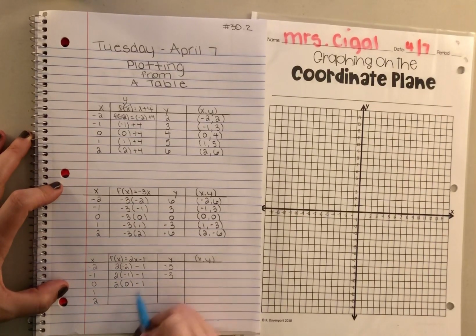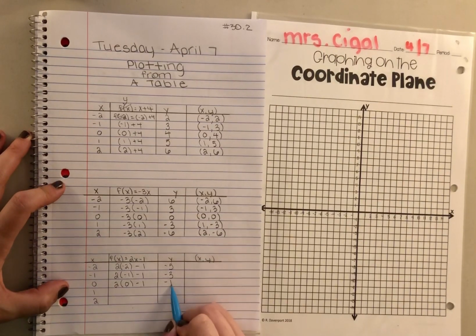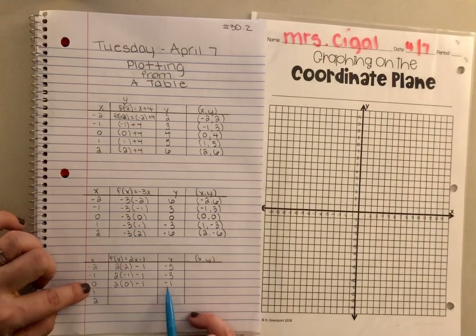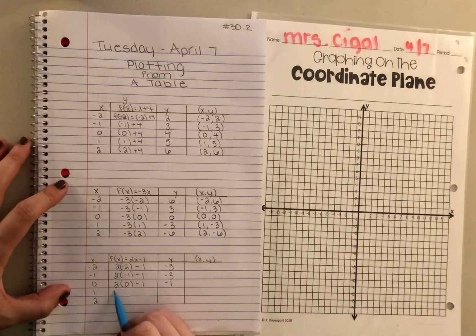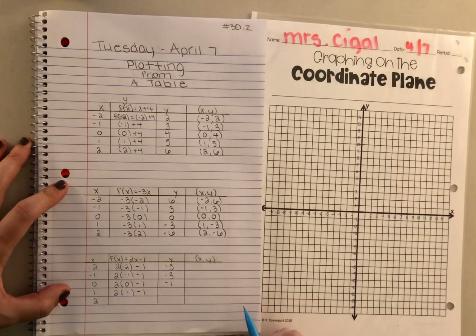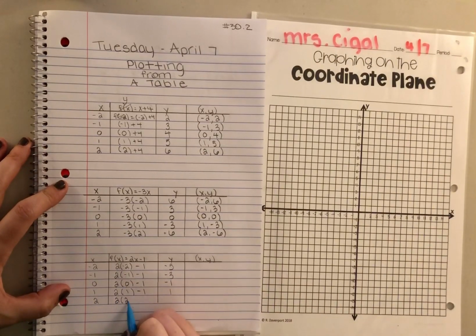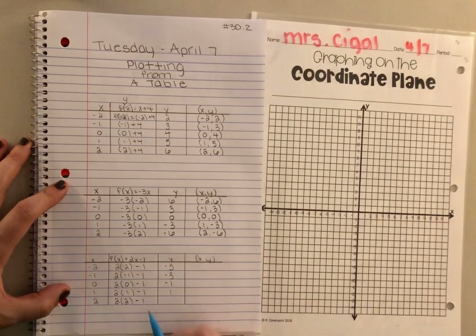Next one, we're looking at 2 times 0, which is 0, minus 1 is -1. This one's not going to go through the origin. Now we have the positives. 2 times 1 minus 1 will give us 1. And then finally our last one, 2 times 2 minus 1. So that's 3.